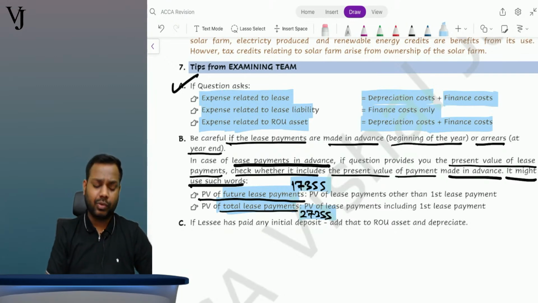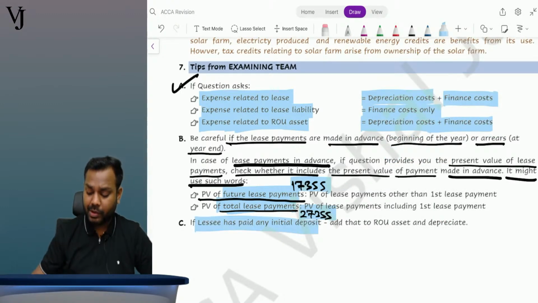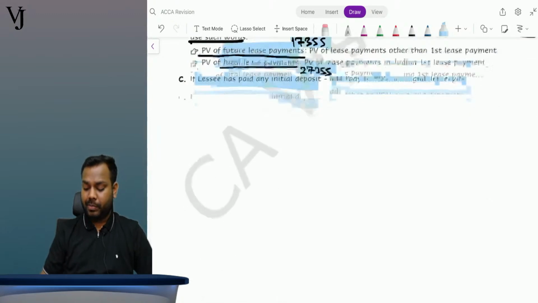In lease questions, read very carefully whether the lease payments are made at the beginning or at the end. Now, if the lessee has paid any initial deposits, add them to the ROU asset and then depreciate it. This completes my lease standard.